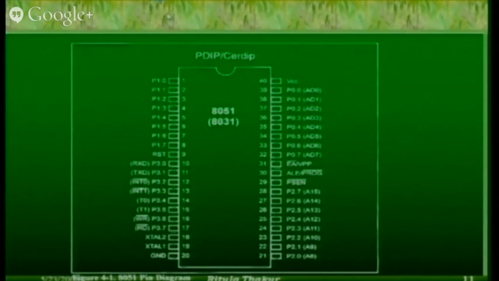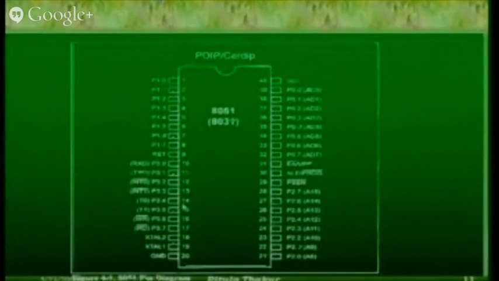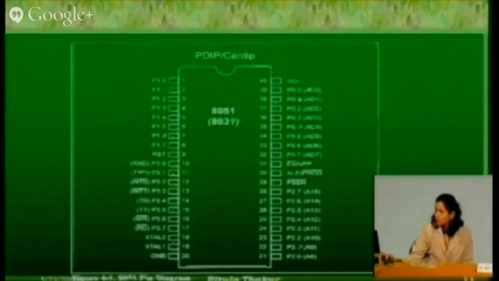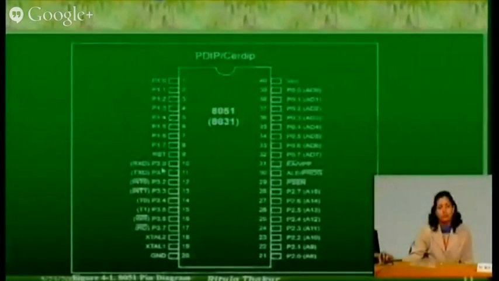And as I told you, there are 4 ports in total. Ports क्या है basically? Input output ports, which are used for the real world interfacing के लिए use होते हैं हमारे. So as you can see here, we have 4 ports: port 0, port 1, port 2, and port 3. So this is port 0, this is port 1, this is port 2, and this is port 3. Pin number 1 से लेके pin number 8 तक you have port P1.